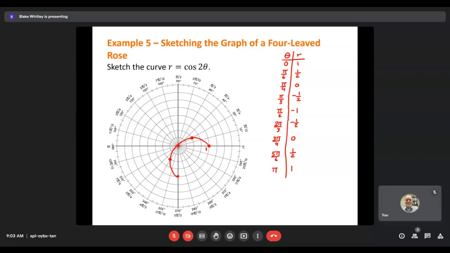So at 2 pi over 3, we get negative 1/2. So 2 pi over 3, 1/2 would be here. Because it's negative, though, I'm going to reflect it over the pole. And so we're actually going to have a point right here.